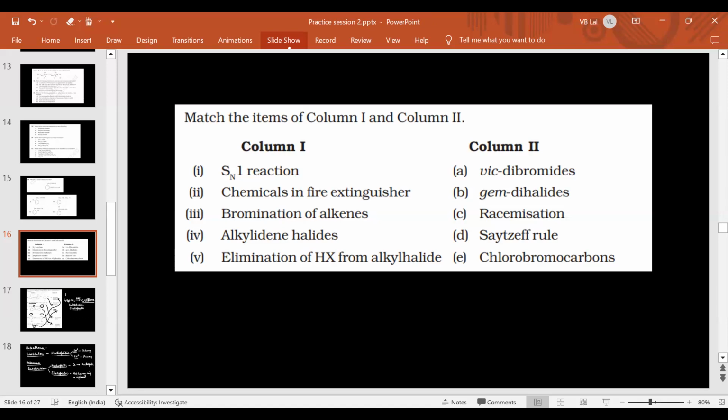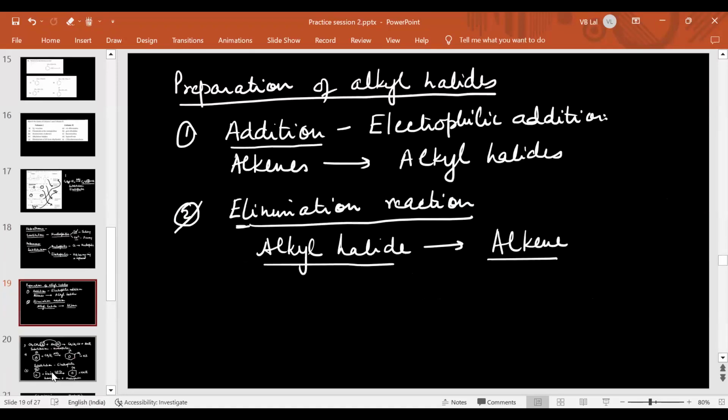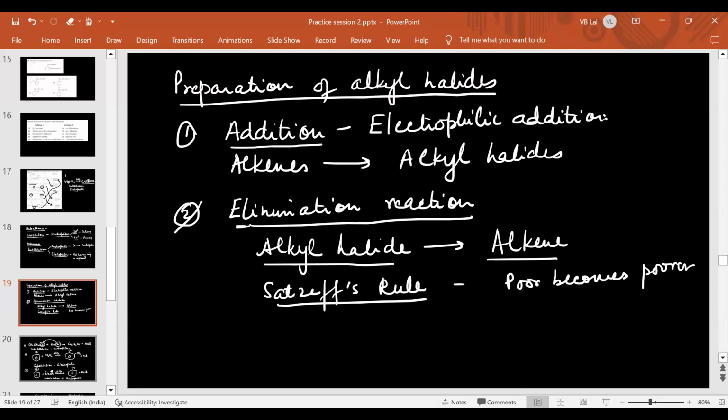Elimination of HX from alkyl halide. Which rule does it follow? I explained, the last thing we did was elimination. And the elimination reaction here follows Saytzeff's rule. Okay, what is Saytzeff's rule? If you remember, when I taught you, I told you it is 'poor becomes poorer'. So, in an elimination reaction of alkyl halides giving alkenes, right?